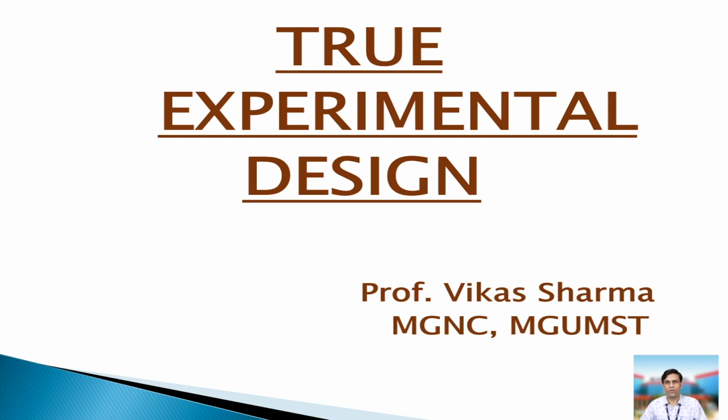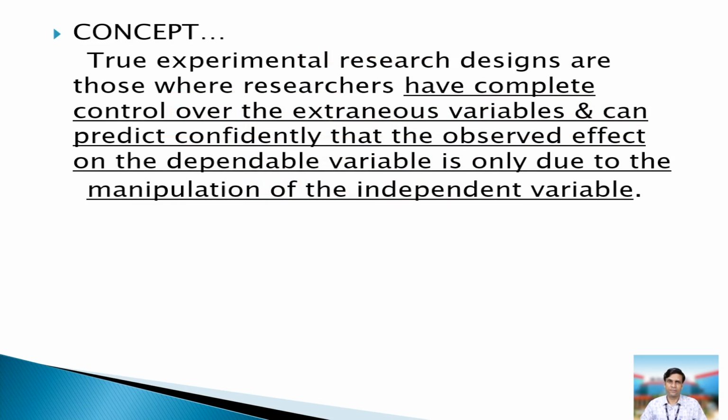Medical Sciences and Technology. Today I am going to shed some light on true experimental research designs. These are the true experimental research designs where the researcher has entire control over the extraneous variables and can predict confidently that the observed effect on the dependent variable is only due to manipulation of the independent variable. As we all know, extraneous variables are variables which are not actually part of the research study, but are just outside of the research study and they can affect the research study.